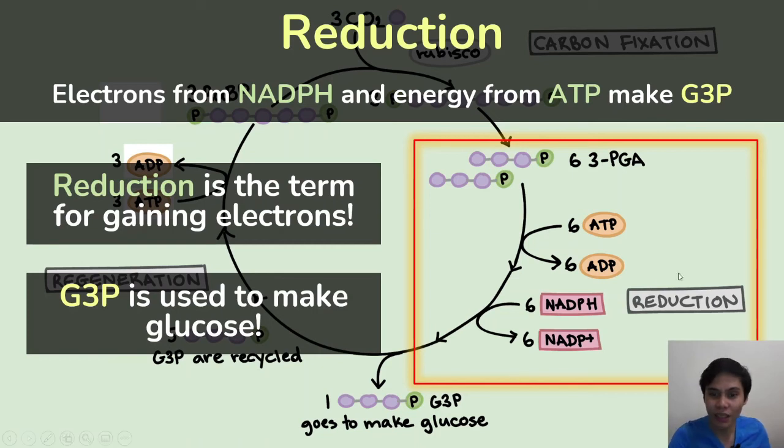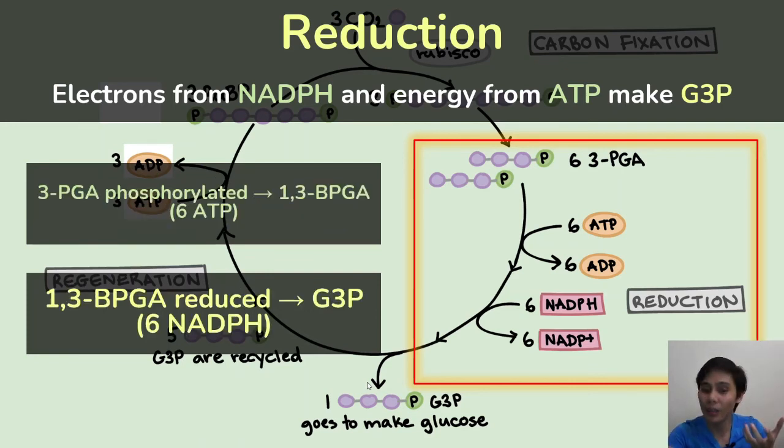Your ATP and your NADPH, your energy and your electrons, are shoved into 3-PGA to turn them into G3P, or glyceraldehyde 3-phosphate. It looks very similar to your 3-PGA, only because this is a simplified diagram. But again, the 3P means that the phosphate is attached to the third carbon. So G3P is glyceraldehyde 3-phosphate, and it's used to make glucose.